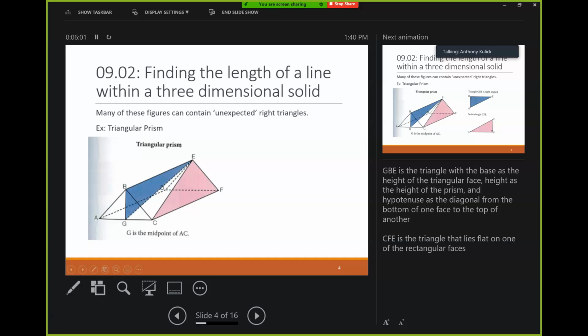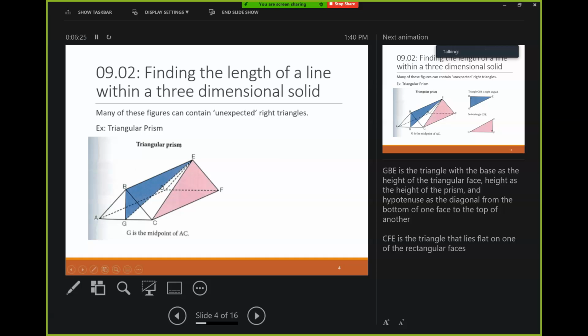Again, because I know that the height of this triangular face should be meeting the top edge of our prism at a 90-degree angle. So this angle GBE is also a right angle, which makes this a right triangle.